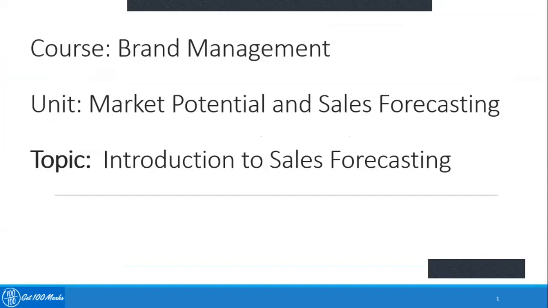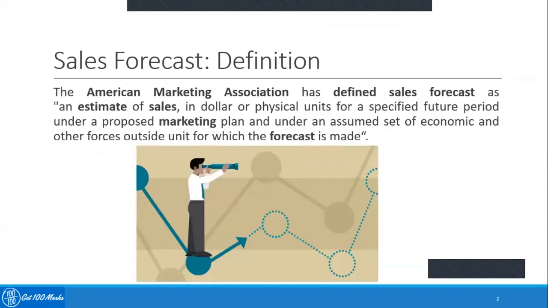According to the American Marketing Association, sales forecast is defined as an estimate of sales in monetary terms or physical units for a specified future period under a proposed marketing plan and under an assumed set of economic and other forces outside the unit for which the forecast is made.